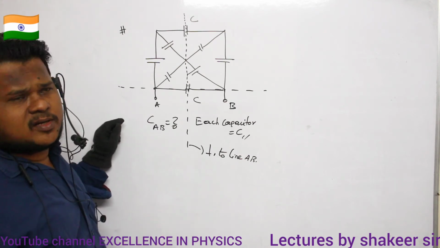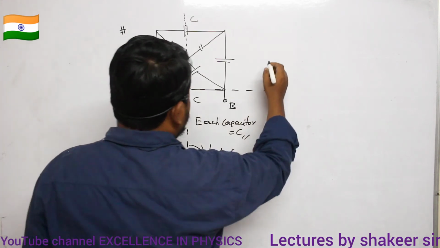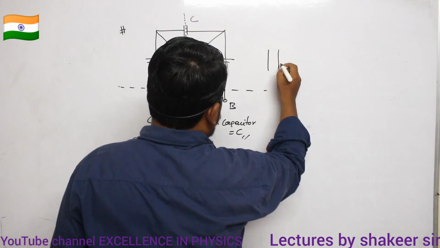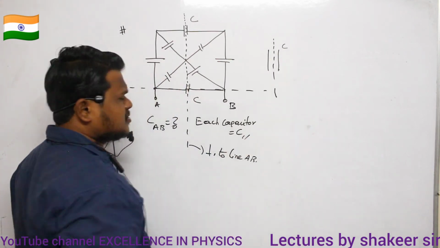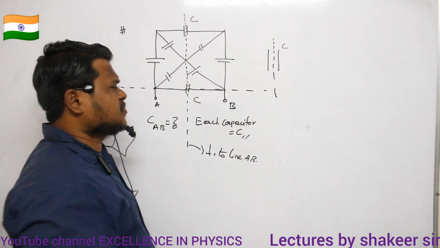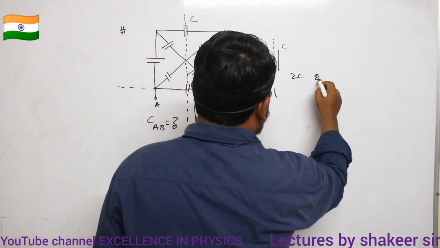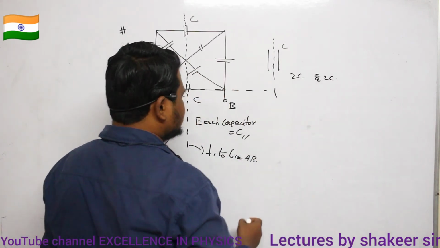Just what we have done in the last problem. This capacitance, clear? When the line is passing through the center, this capacitance C I can split into two parts, no? I can split this one into 2C and 2C. Why 2C and 2C? Again, same concept.